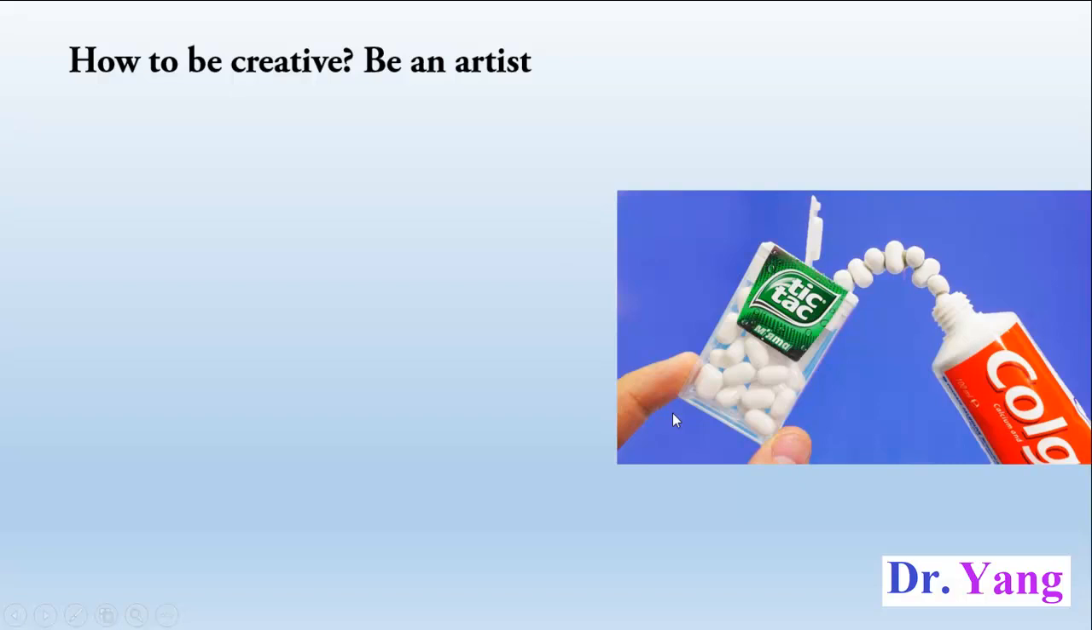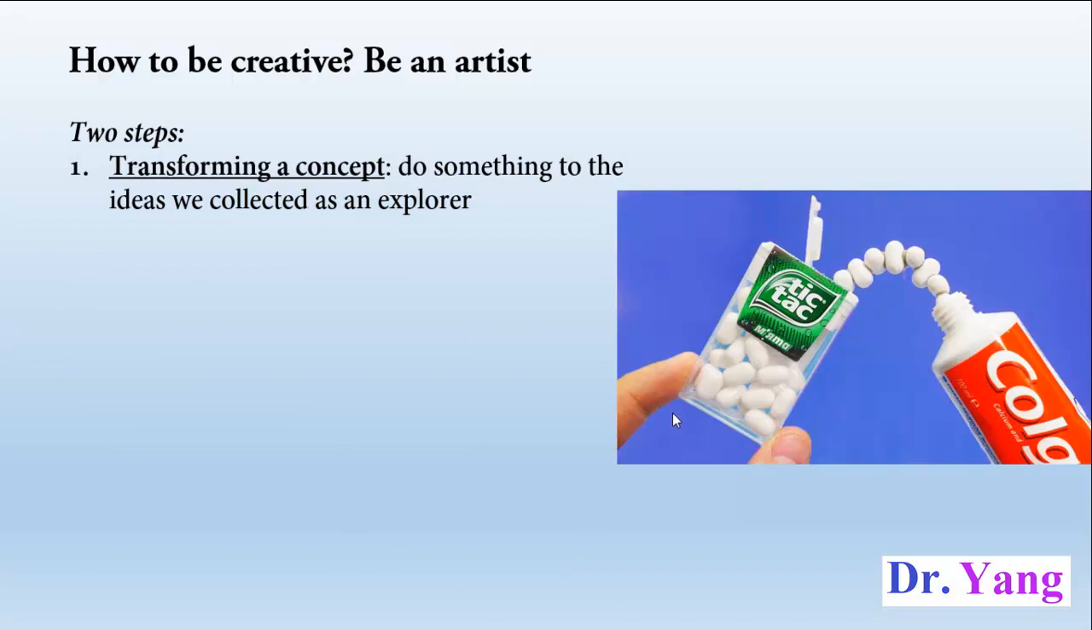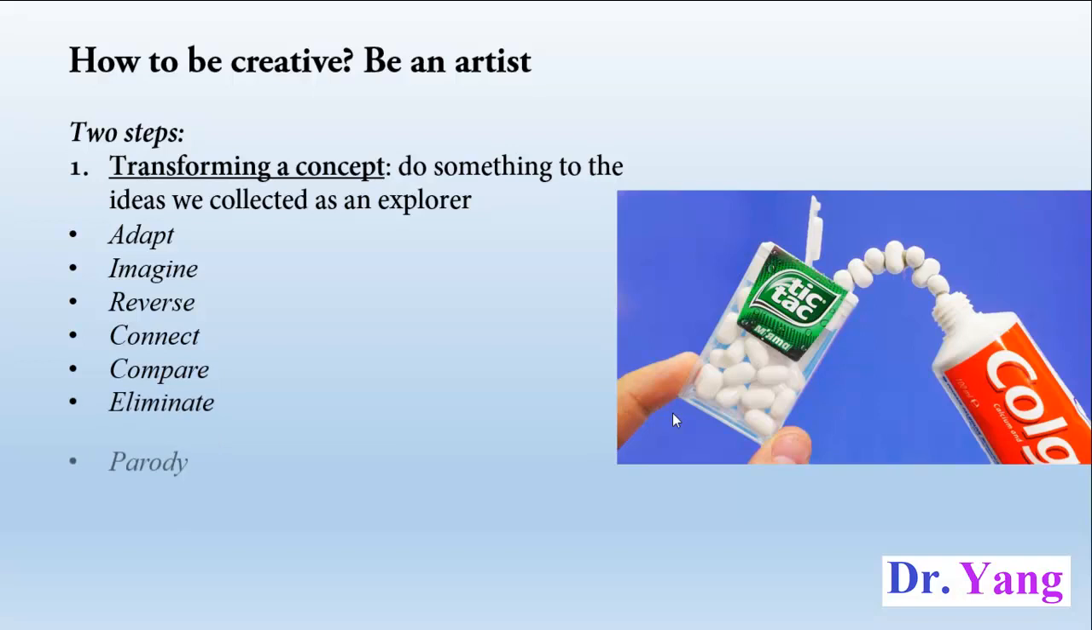So how can we be creative in advertising? The key is to become an artist. So there are two steps we can follow to be creative. The first is transforming a concept, which means we need to do something to the ideas we connected as an explorer. So the following are the different ways we can transform an idea, and we will talk about them one by one.